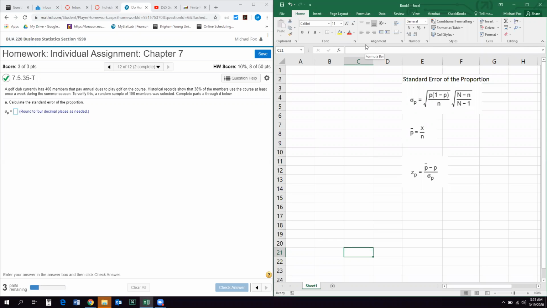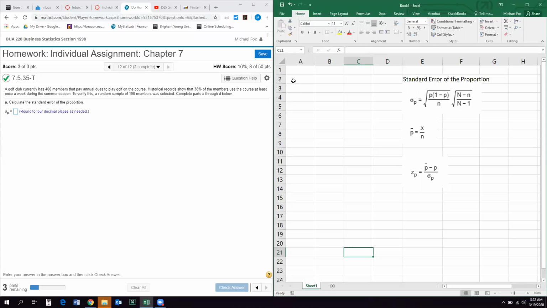Anyway, a golf club currently has 400 members that pay annual dues to play golf on the course. Historical records show that 38% of members use the course at least once a week during the summer season. To verify this, a random sample of 100 members was selected.